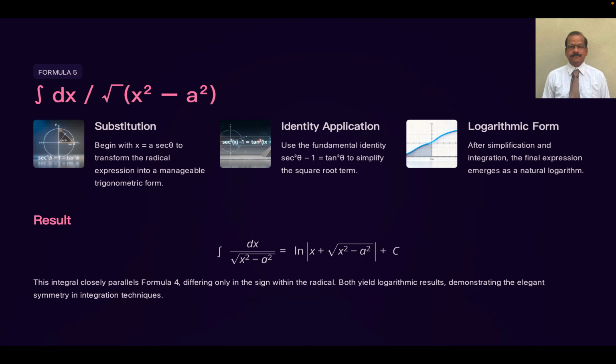In the previous formula we have seen root of x square plus a square as a denominator, and here in the denominator we have root x square minus a square. Earlier we took x equal to a tan theta because there is a plus sign. Now we have to take x equal to a secant theta, because secant square theta minus 1 is tan square theta. That fact will help us in letting x equal a secant theta.